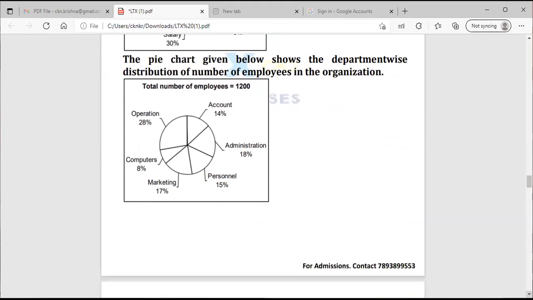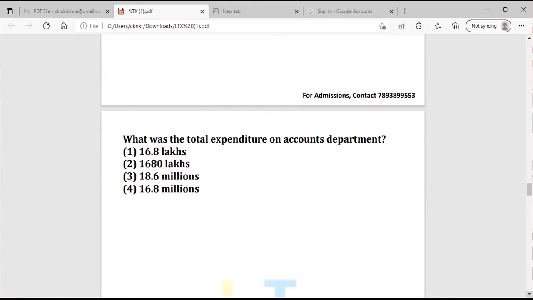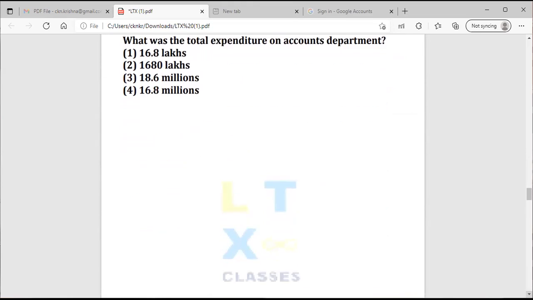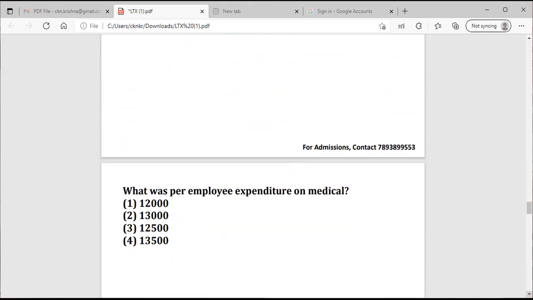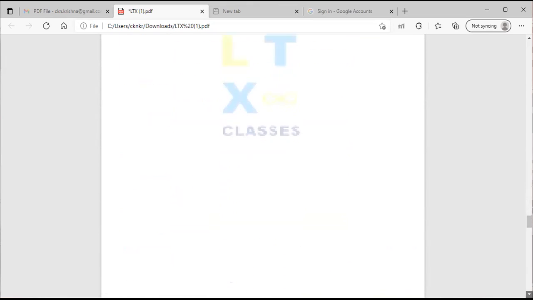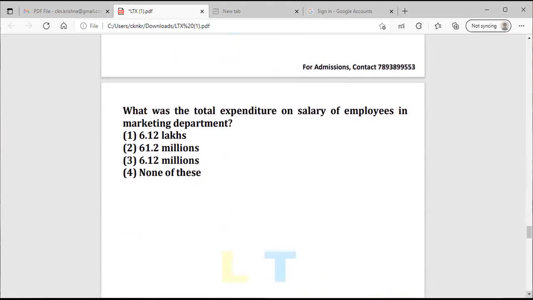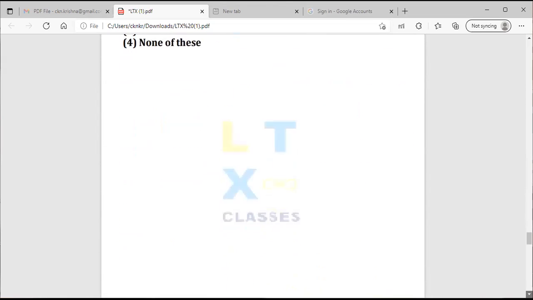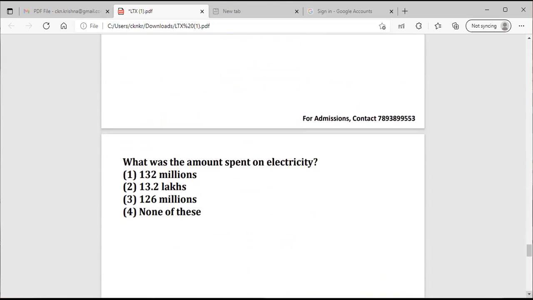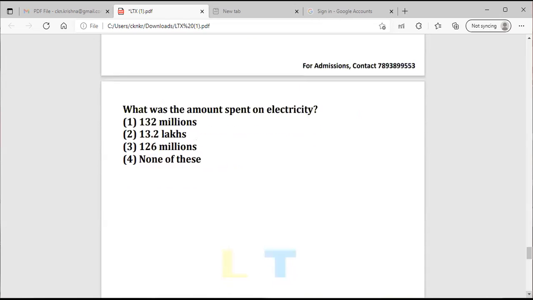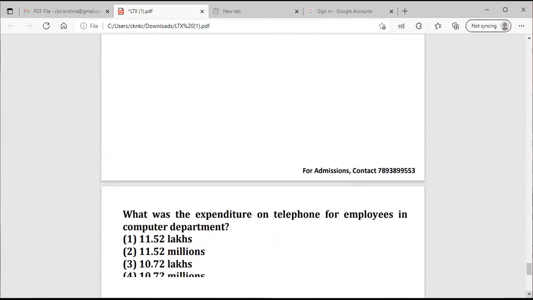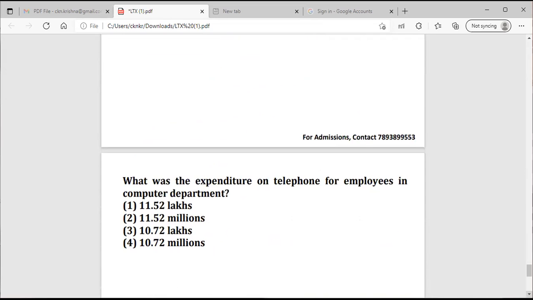Now we have few of the questions. What is the total expenditure on accounts department? Great. What was per employee expenditure on medical? Great. What is the total expenditure on salaries of employees in the marketing department? Excellent. What is the amount spent on electricity? Okay. And what is the expenditure on telephone for employees in the computer organization? Most of the questions, right?